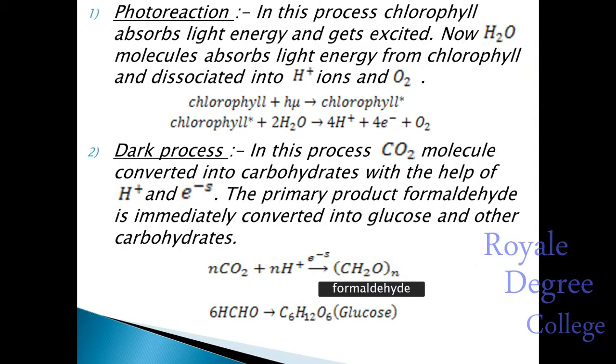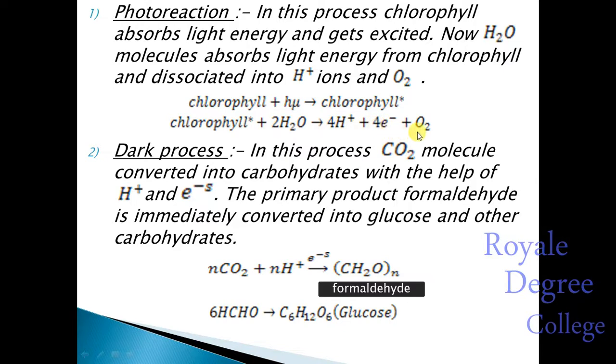First step is photoreaction. In this process, chlorophyll absorbs light energy and gets excited. Now, water molecules absorb light energy from chlorophyll and dissociate into H plus ions and oxygen. Here you can see the reaction. Chlorophyll is here. Chlorophyll absorbs what? Light energy, that is hν, and gets excited. It is the excited form of the chlorophyll, chlorophyll star. Then this excited chlorophyll is reacting with water molecules, two molecules of water, and we are getting 4 H plus ions, 4 electrons along with oxygen.